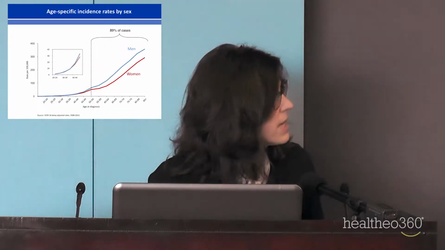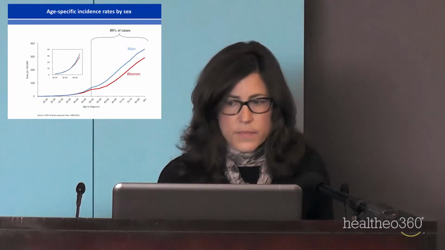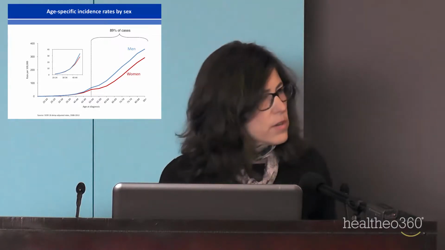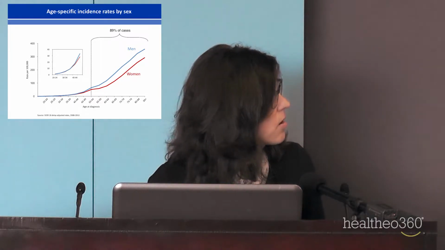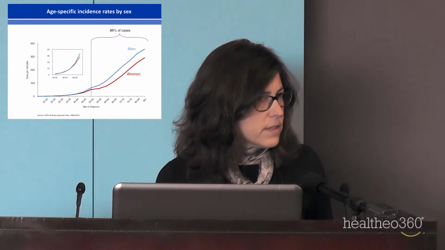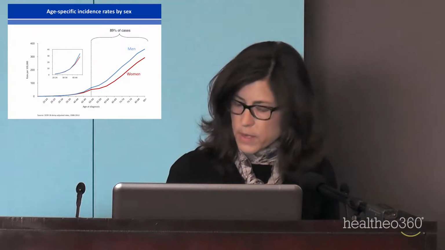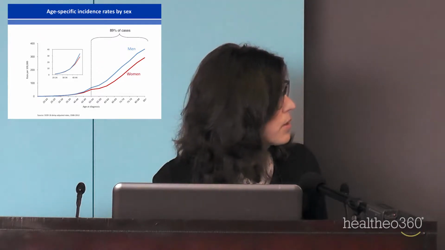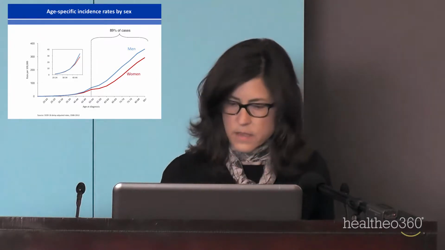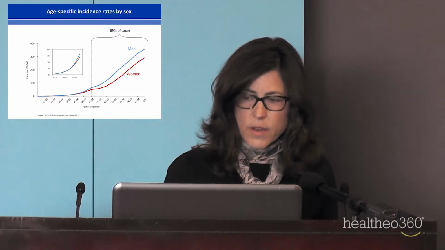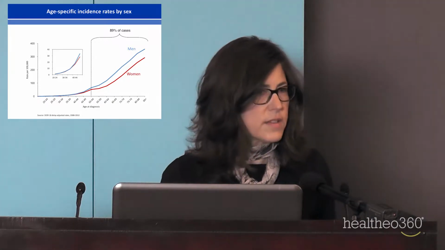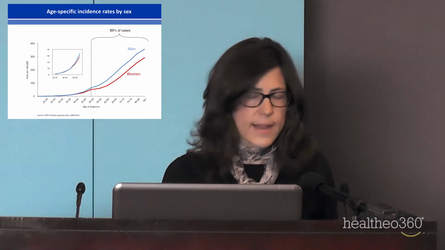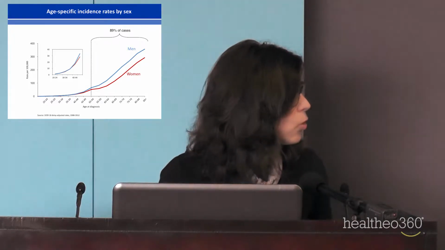This figure shows age-specific incidence rates by sex. For the older age groups, men are about 30% more likely to develop colorectal cancer than women, but for younger age groups, risk is pretty much the same by sex. And you can see here why colorectal cancer is often referred to as a disease of older people. 9 out of 10 cases occur in people older than 50.